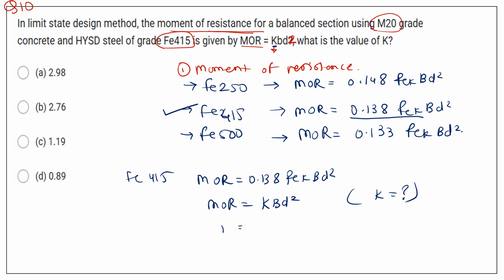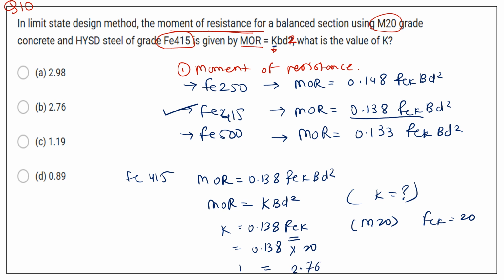So for K we take 0.138 FCK, and this FCK value is given by M20, so FCK equals 20. So 0.138 into 20 is equal to 2.76. This is the value of K, and here option number 2 is correct.